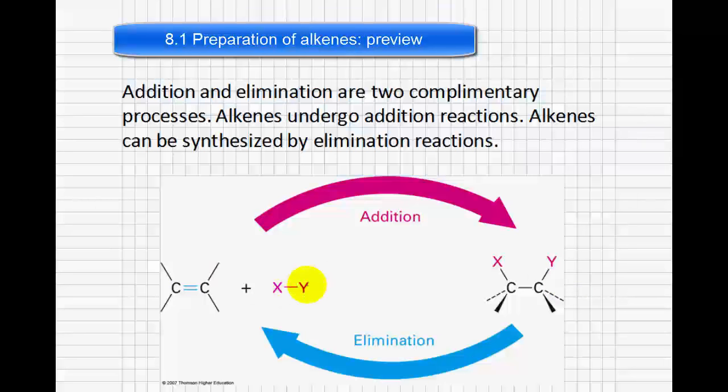So X and Y, in this case, add across the double bond, changing the double bond to a single bond with X attached to one carbon and Y attached to the other one. That's a classic addition reaction. We'll talk about several of those in this chapter.